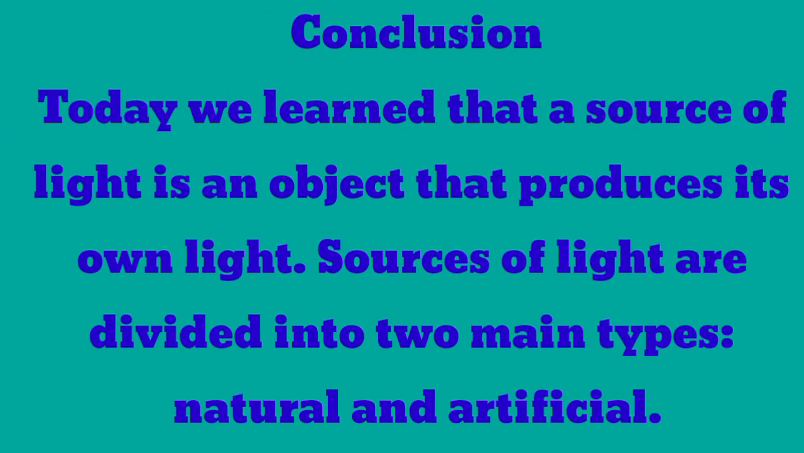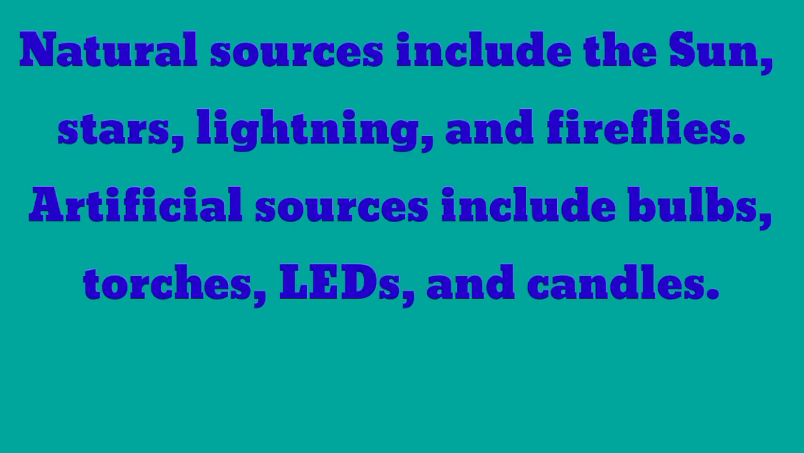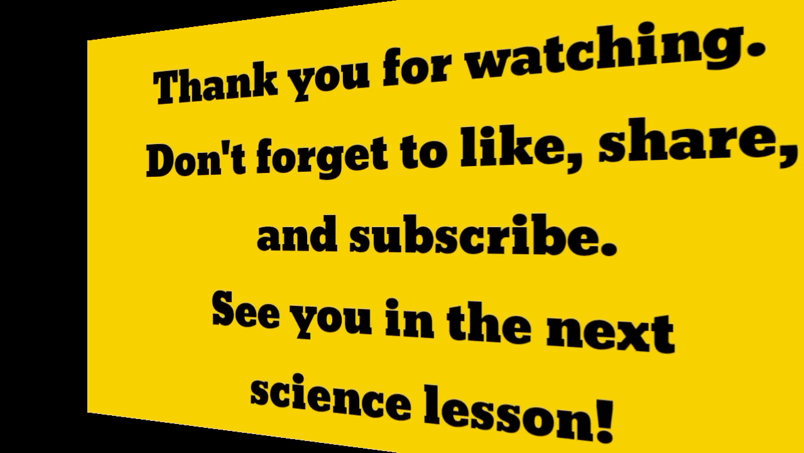So in the end, we can conclude that source of light is an object that produces its own light. Sources of light are divided into two main categories, artificial and natural. Natural sources include sun, stars, lightning, and fireflies. And artificial sources include bulbs, torch, LED, and candles.